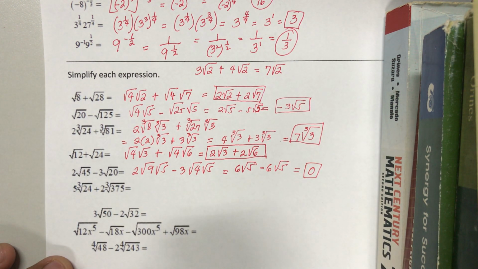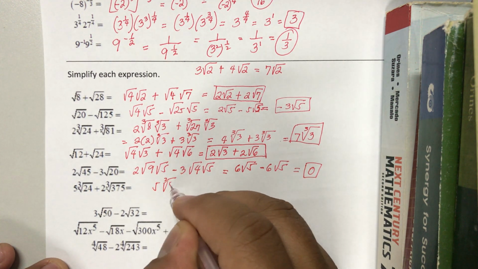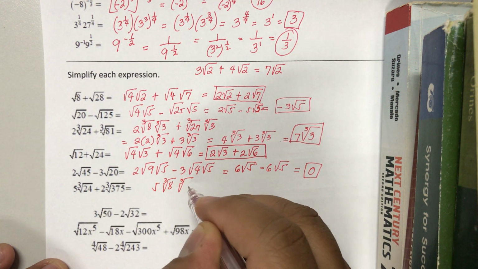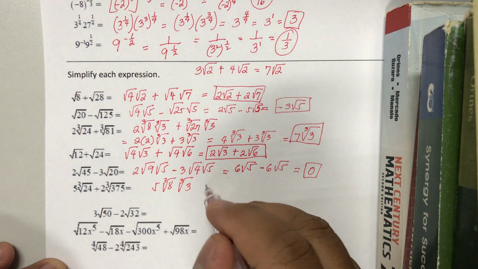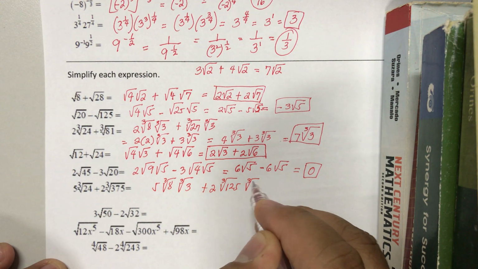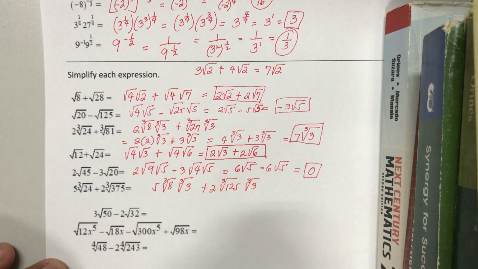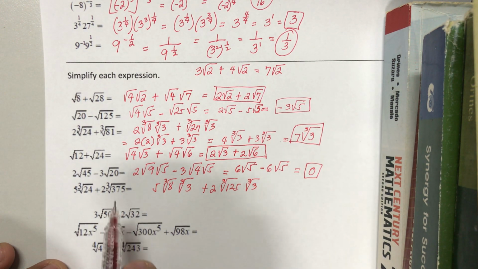Next, 5 cube root of 24 plus 2 cube root of 375. This will be 5 cube root of 8 times cube root of 3, since 8 times 3 is 24 and 8 is a perfect cube, plus 2 cube root of 125 times cube root of 3. 125 is a perfect cube, and when 125 is multiplied by 3, it will give you 375.